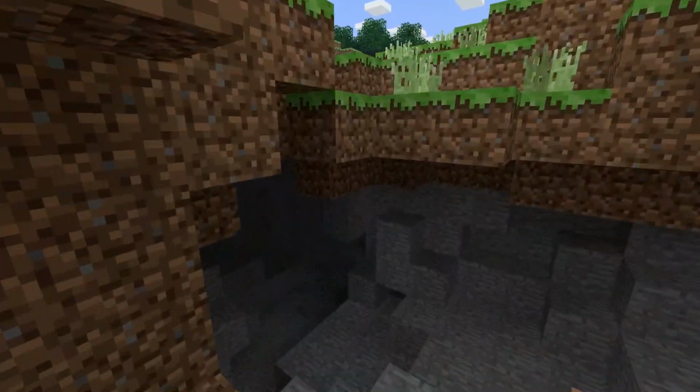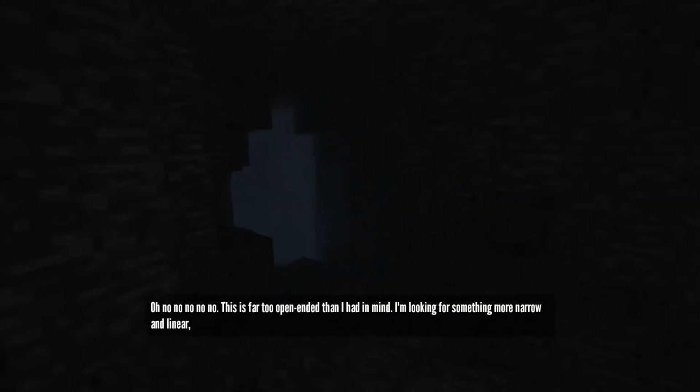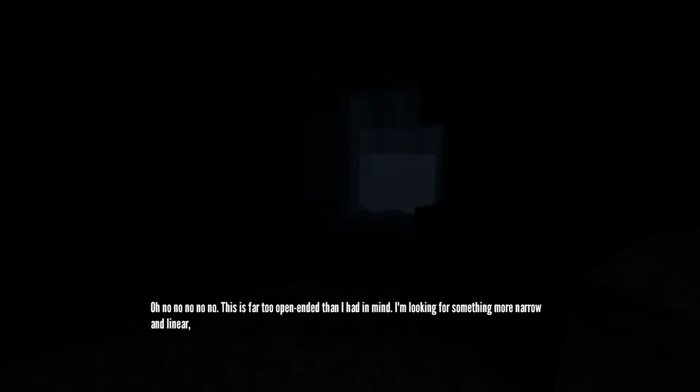Let us go mining. We need some torches. It looks like it's going to get a bit dark. Have you brought a light? Why would I bring a light? You bring a light. You wanted to go... No, this is far more open-ended than I had in mind. I'm looking for something more narrow and linear. Something that makes you feel utterly irrelevant.